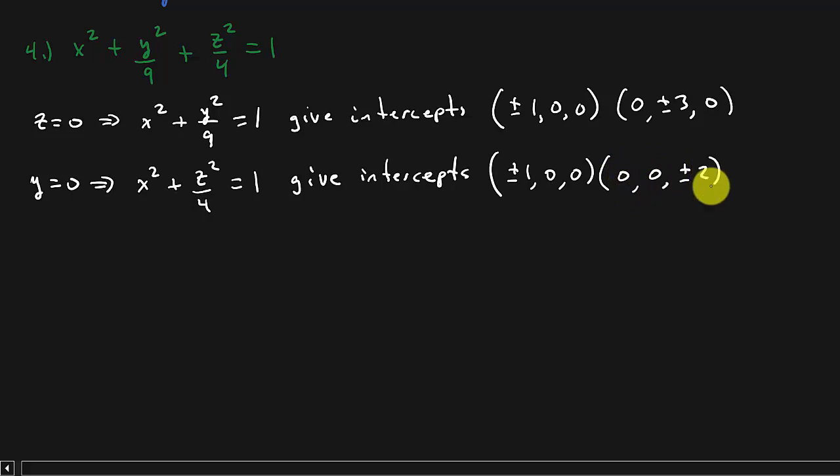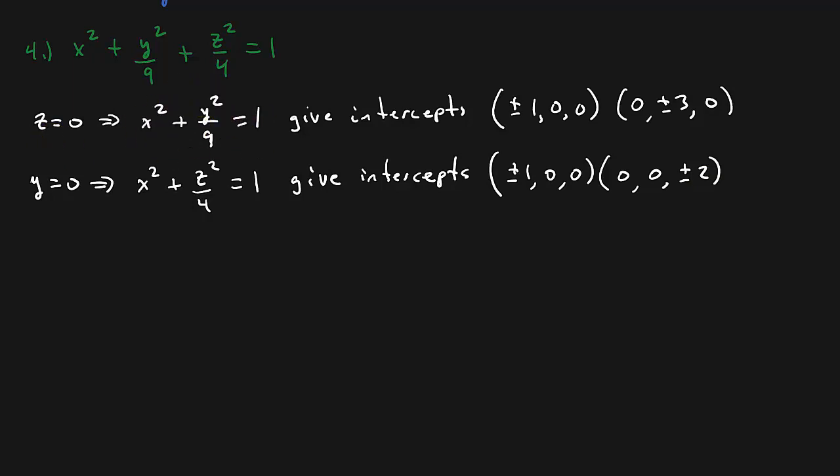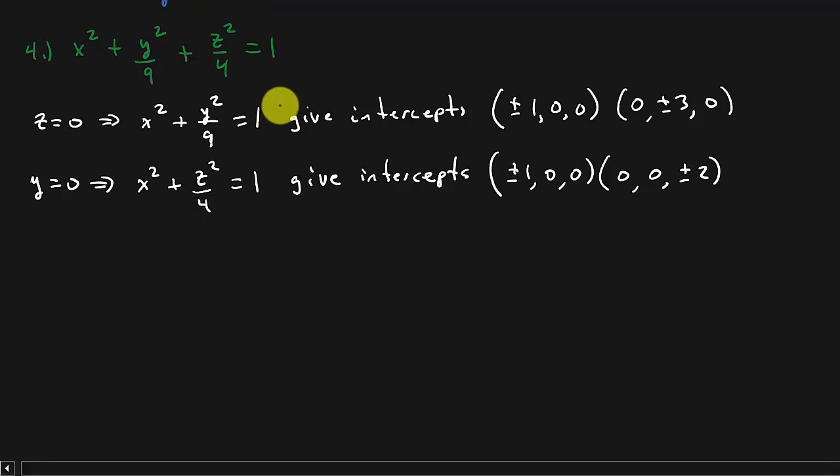So let's make a note here that for this first one, the trace is an ellipse in the XY plane. And what about this second one? What's the trace going to be? It's an ellipse in which plane? In the XZ plane.